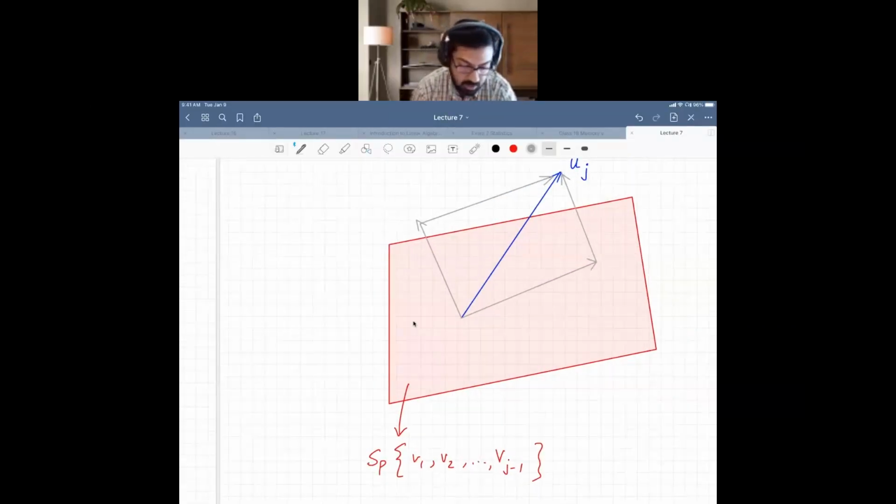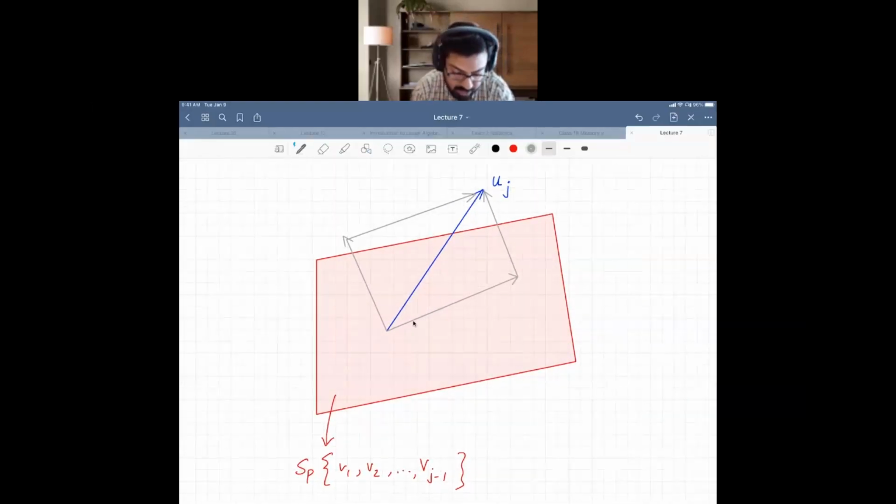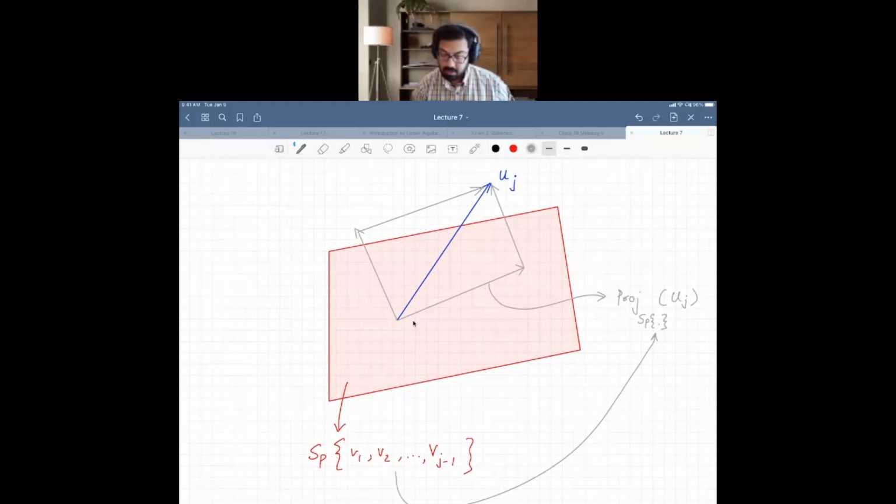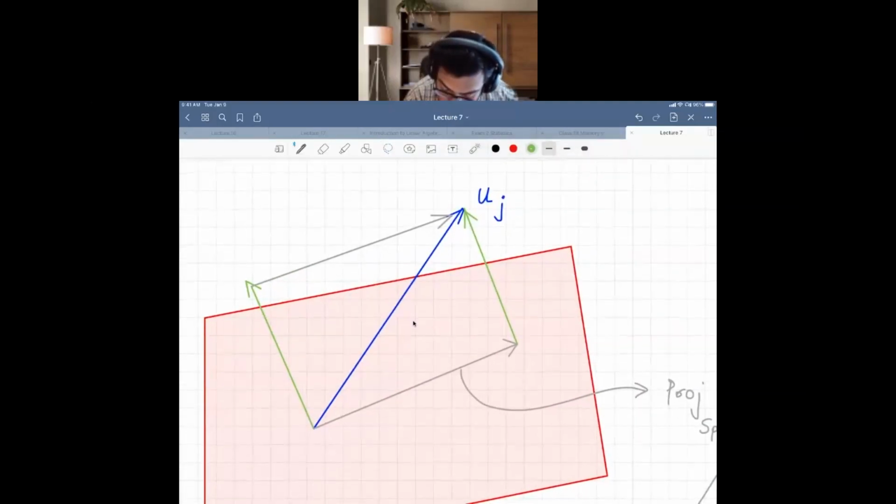Now, what about the gray ones here? This is going to be a projection, right? So about this, I can say this guy is going to be the projection of uj onto the span. So I'm saying span of all of these, right? So I'm projecting uj onto the span and I get that vector over here. What I need is vj. Vj is what? Whatever remains, right? So let me highlight this and maybe color code this one. And I can do that for this guy as well. Vj is going to be right here.